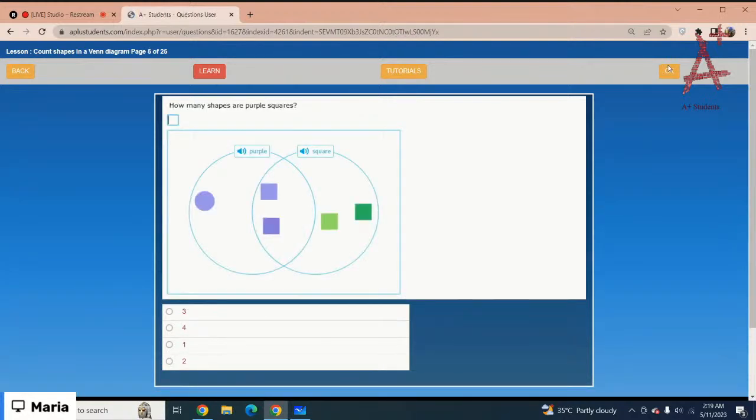How many shapes are purple square? Which is the correct option? Purple and squares. So which is the correct option? Two of them are purple and square as well. Got it? You can see these two are purple and square. So the correct option is 2.